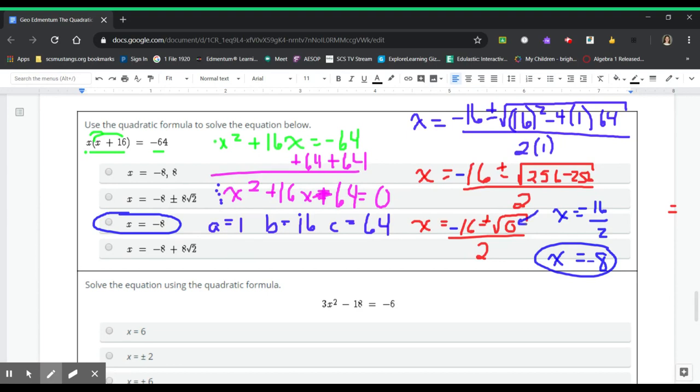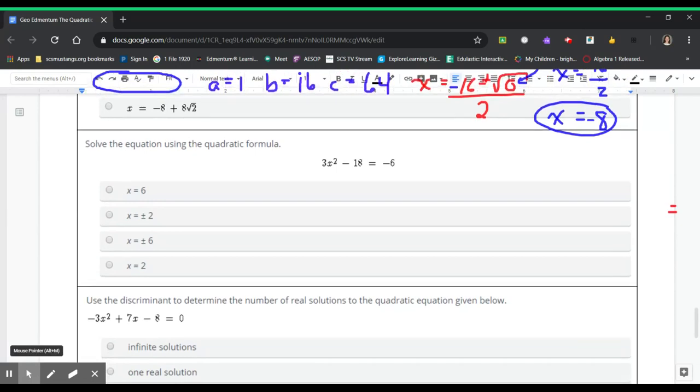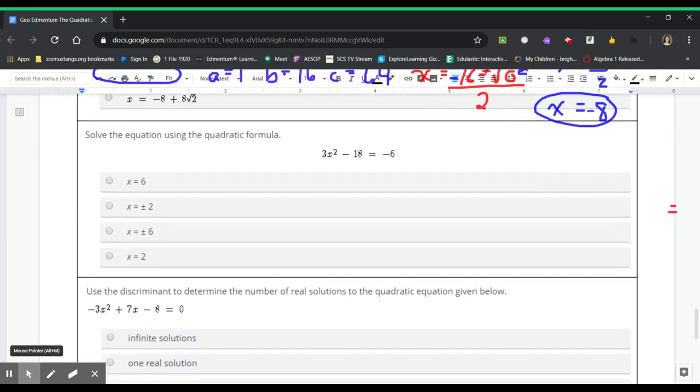Remember how we talked about the discriminant before? If the number inside that square root is going to be 0, we're only going to have one answer for our quadratic. All right, looking at the next one, they want us to solve this equation using the quadratic formula.